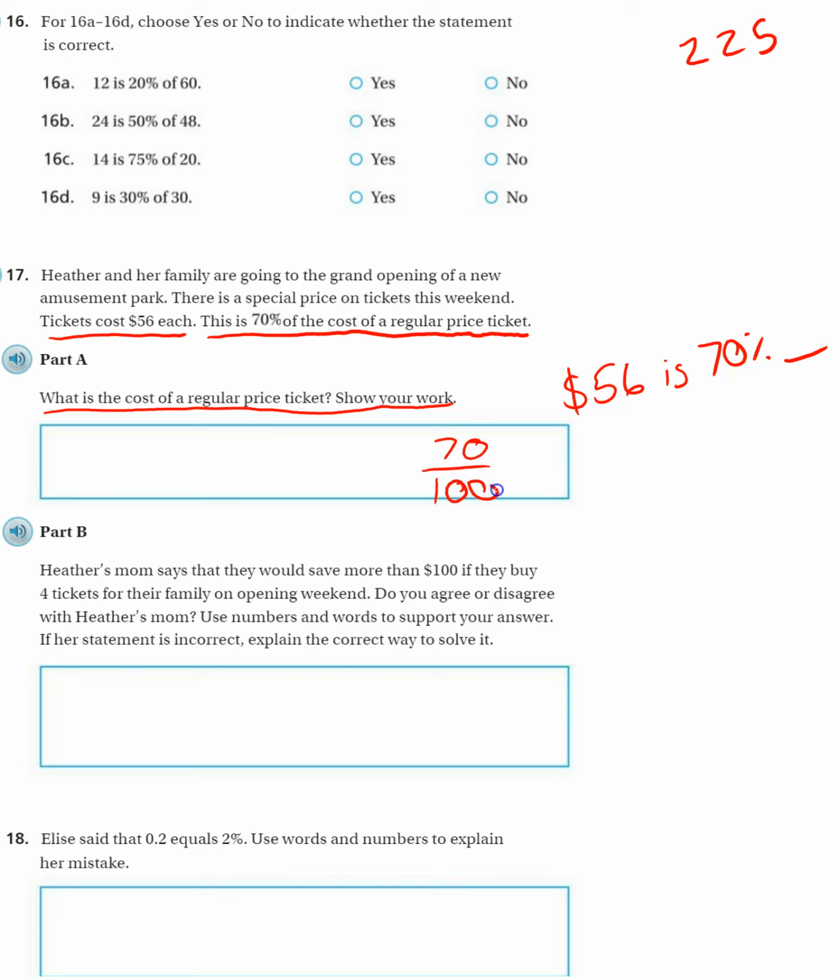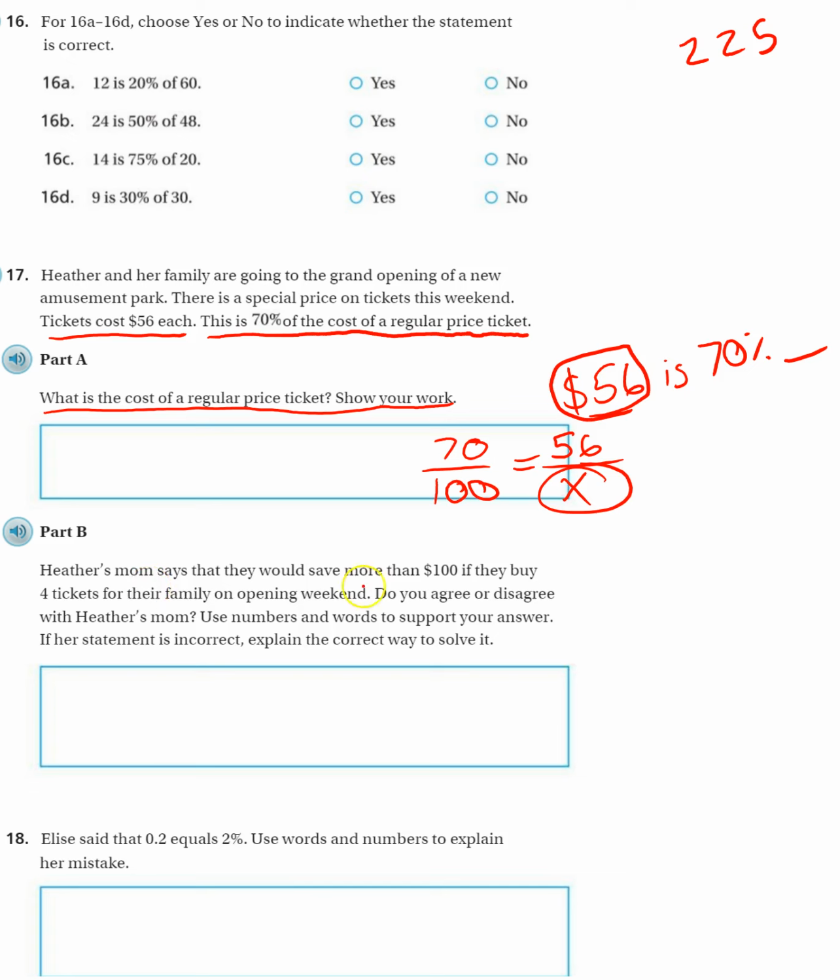70% is 70 over 100. 56 is the part, so it becomes the numerator, and the whole is what we don't know. The whole is the regular price. Okay, remember you can simplify up and down. You can also cross simplify and then solve for x. Okay, got it set up. I'll let you finish it off.